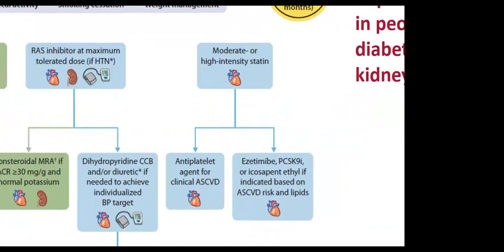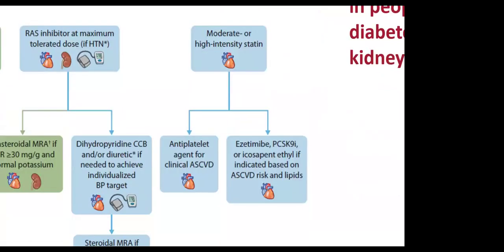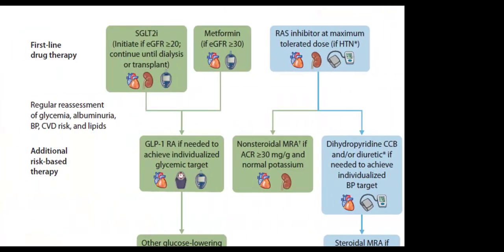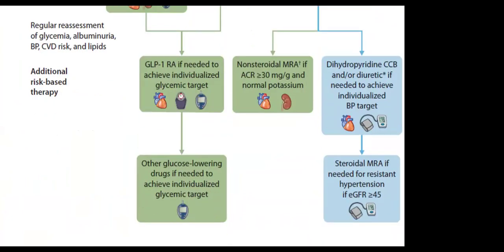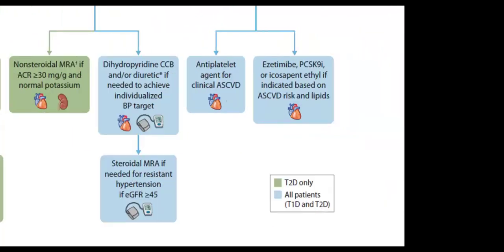Then you need to also give these patients moderate or high intensity statins. Then you need to do regular assessment. In terms of regular assessment, you're looking for glucose levels, albumin levels, BP, any cardiovascular risks, and lipid profile as well. And then you may give any additional therapy, any of these, based on the comorbid conditions that you encounter.